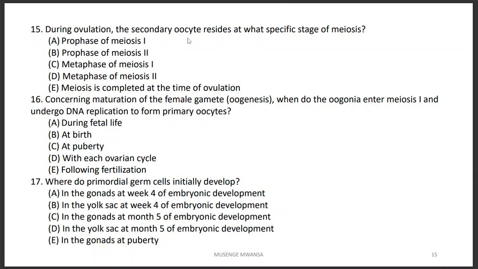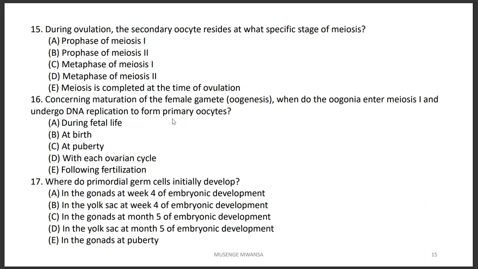During ovulation, the secondary oocyte resides at what specific stage of meiosis? So we mentioned this is at metaphase of meiosis 2. So there are two arrests in a female, at prophase 1 in diplotene and metaphase 2, but in a male there is only one arrest that happens in prophase until puberty.